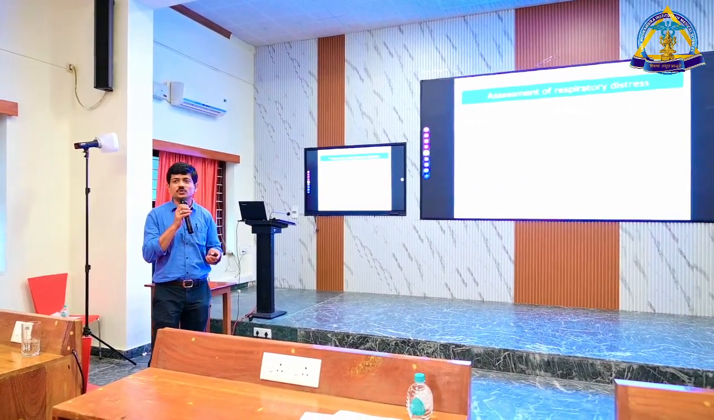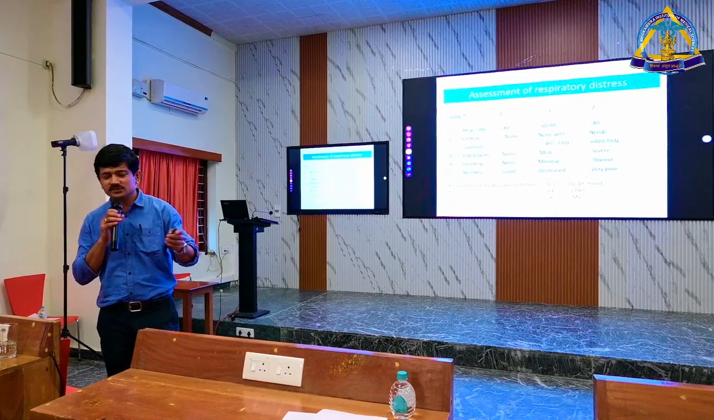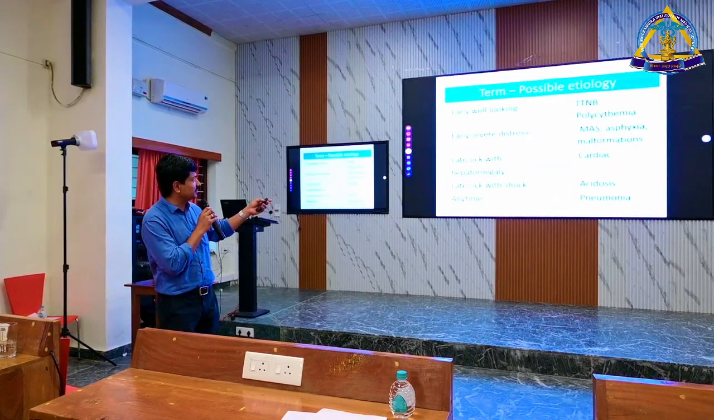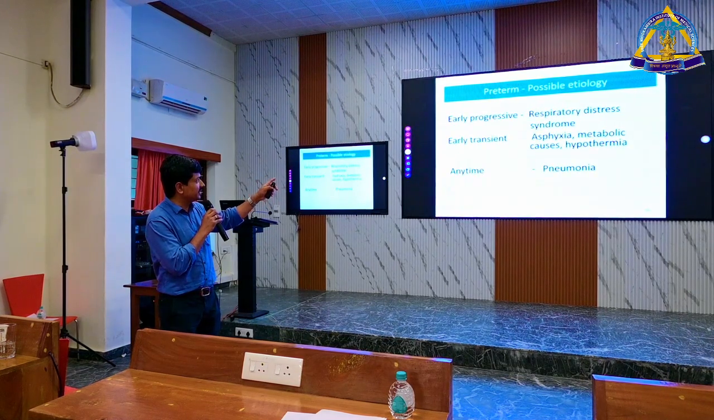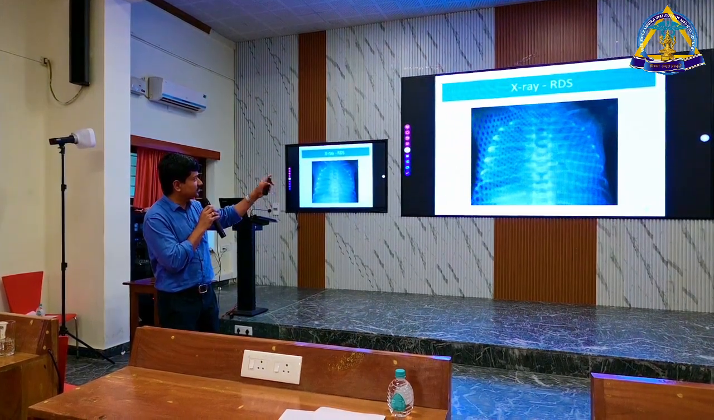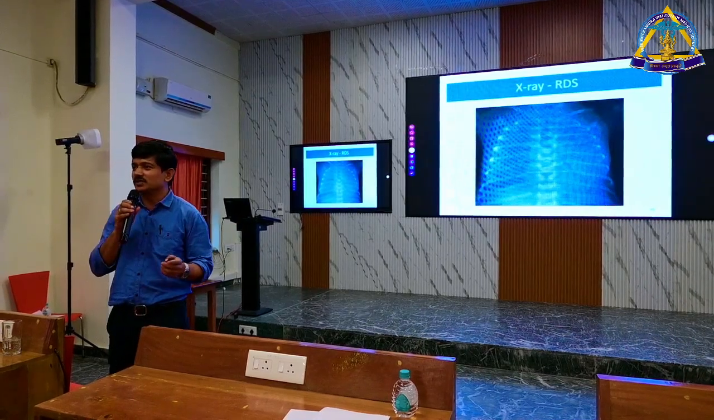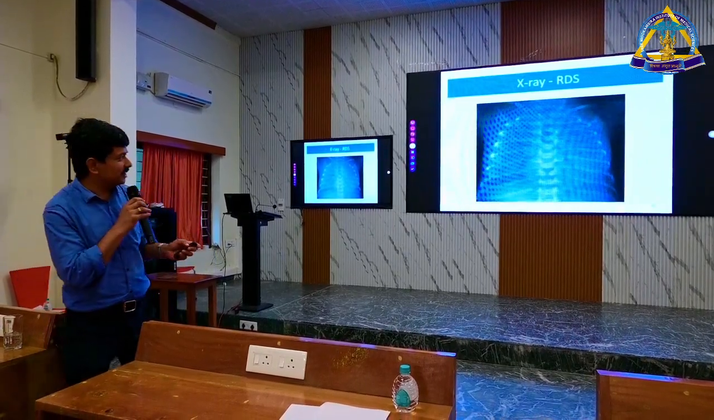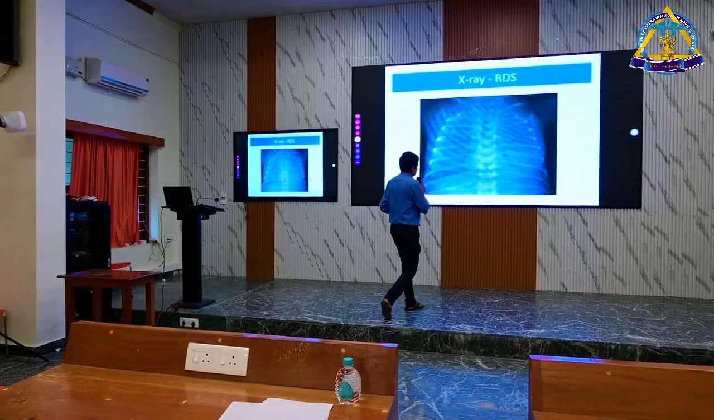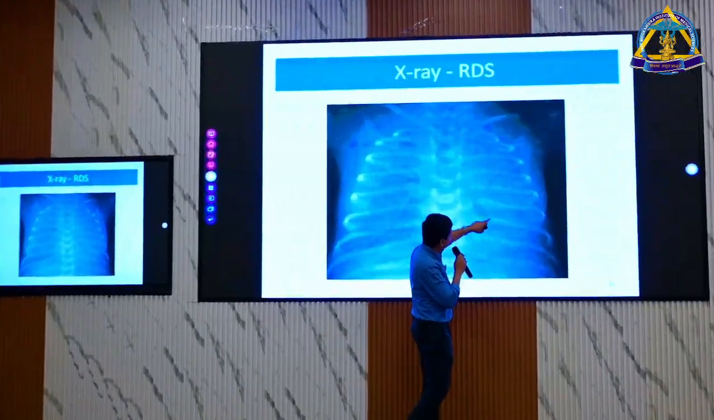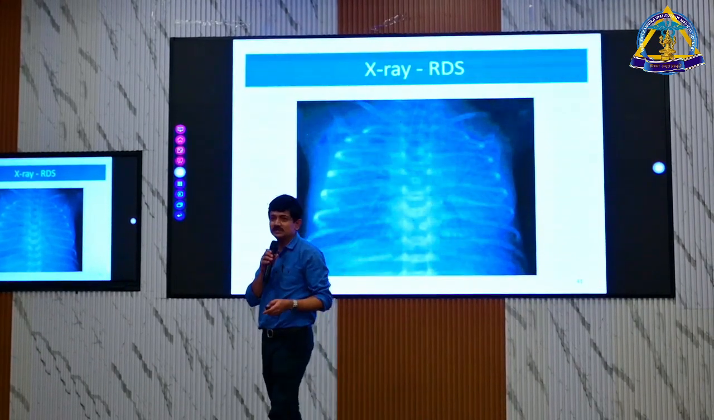So what are the different scores you know of? Downes score, that you remember. Silverman score is also there, it doesn't matter if you don't remember. Okay. So possible etiology, I told you, respiratory distress syndrome. What is this? The entire lung has become white, with a ground glass appearance. And what is important? The entire lung, but the bronchioles, everything is patent. The air is seen against the collapsed background. So there is air bronchogram with a ground glass appearance.